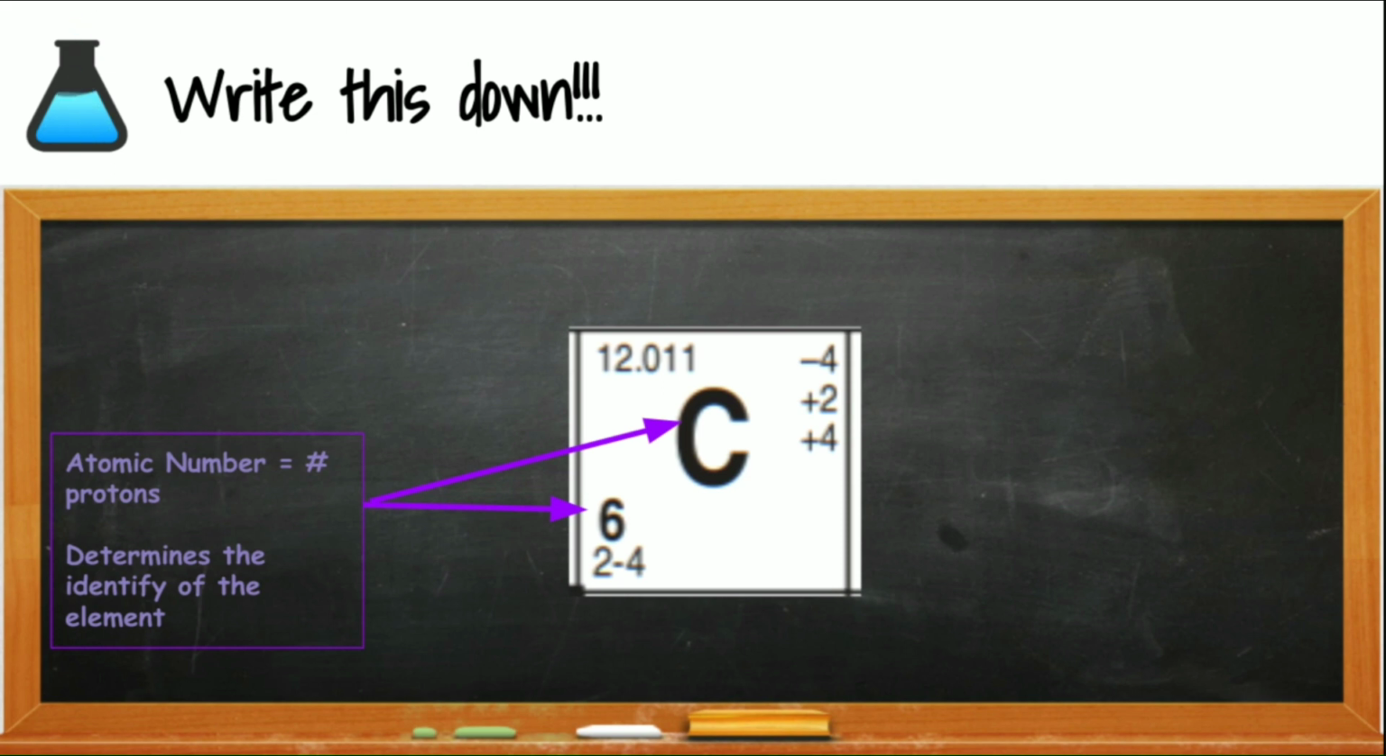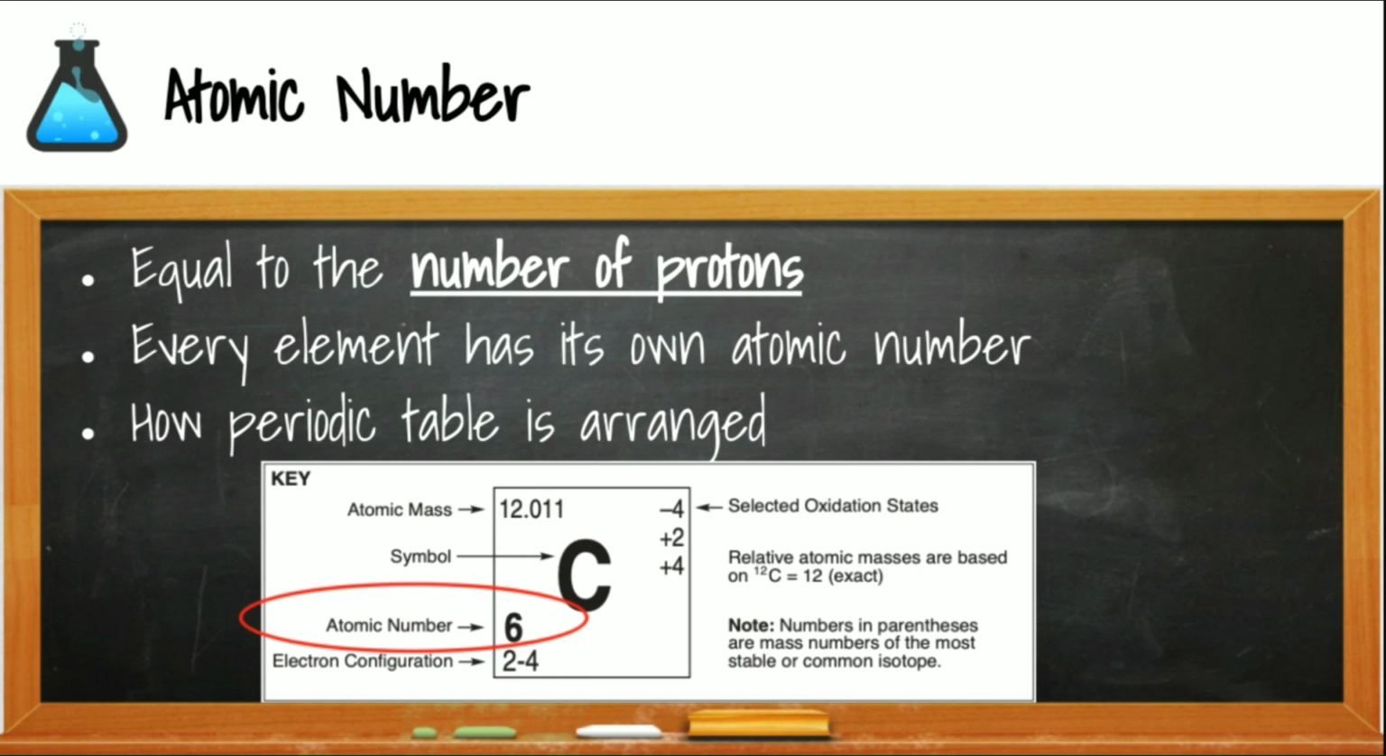There's a key on your reference table that gives you where the atomic number is. Again, it's the bold number, and that is always equal to the number of protons. The atomic number is really important because it determines the identity of the element. So here, all carbons have 6 protons, or an atomic number of 6. Here you can see the carbon key from the reference table, and we can see the atomic number. Again, the number of protons is indeed 6.